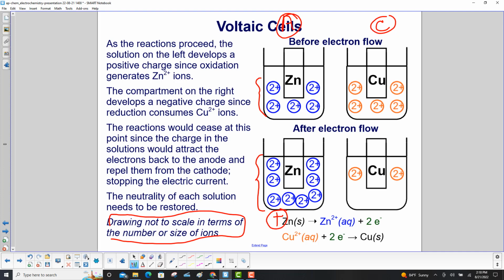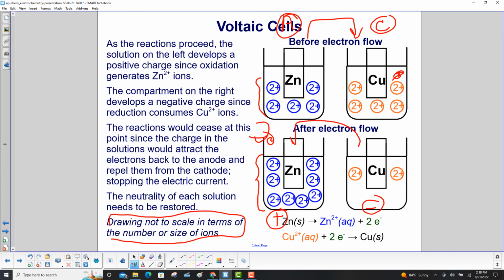The compartment on the right now develops a negative charge since the reduction is consuming these 2+ ions, so we now have a negative charge. The reactions would stop at this point since the charge in the solutions, we're dealing with the solutions now, would attract the electrons back to the anode. So the electrons were starting to go like this, but now I've got a big positive charge on the left.